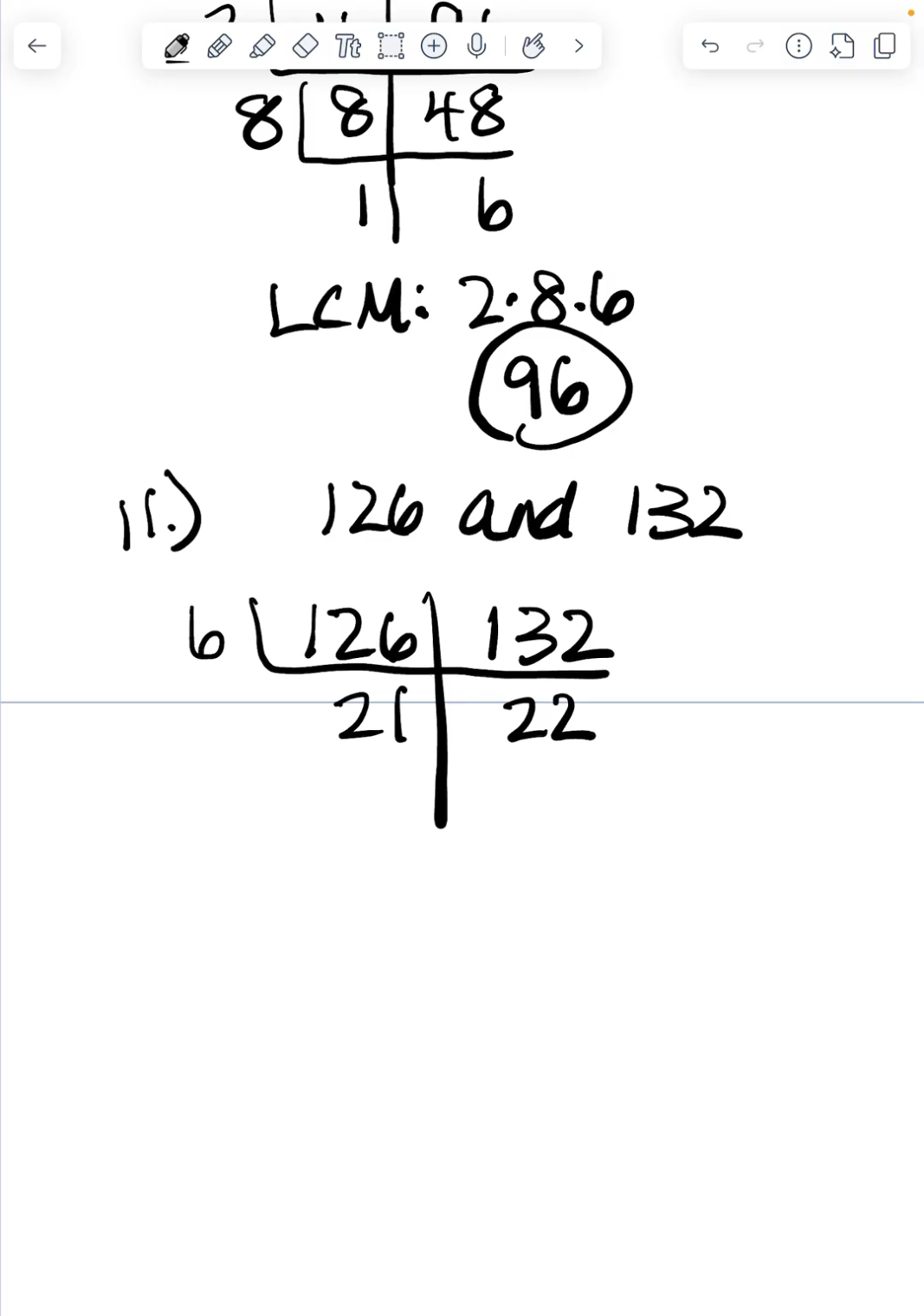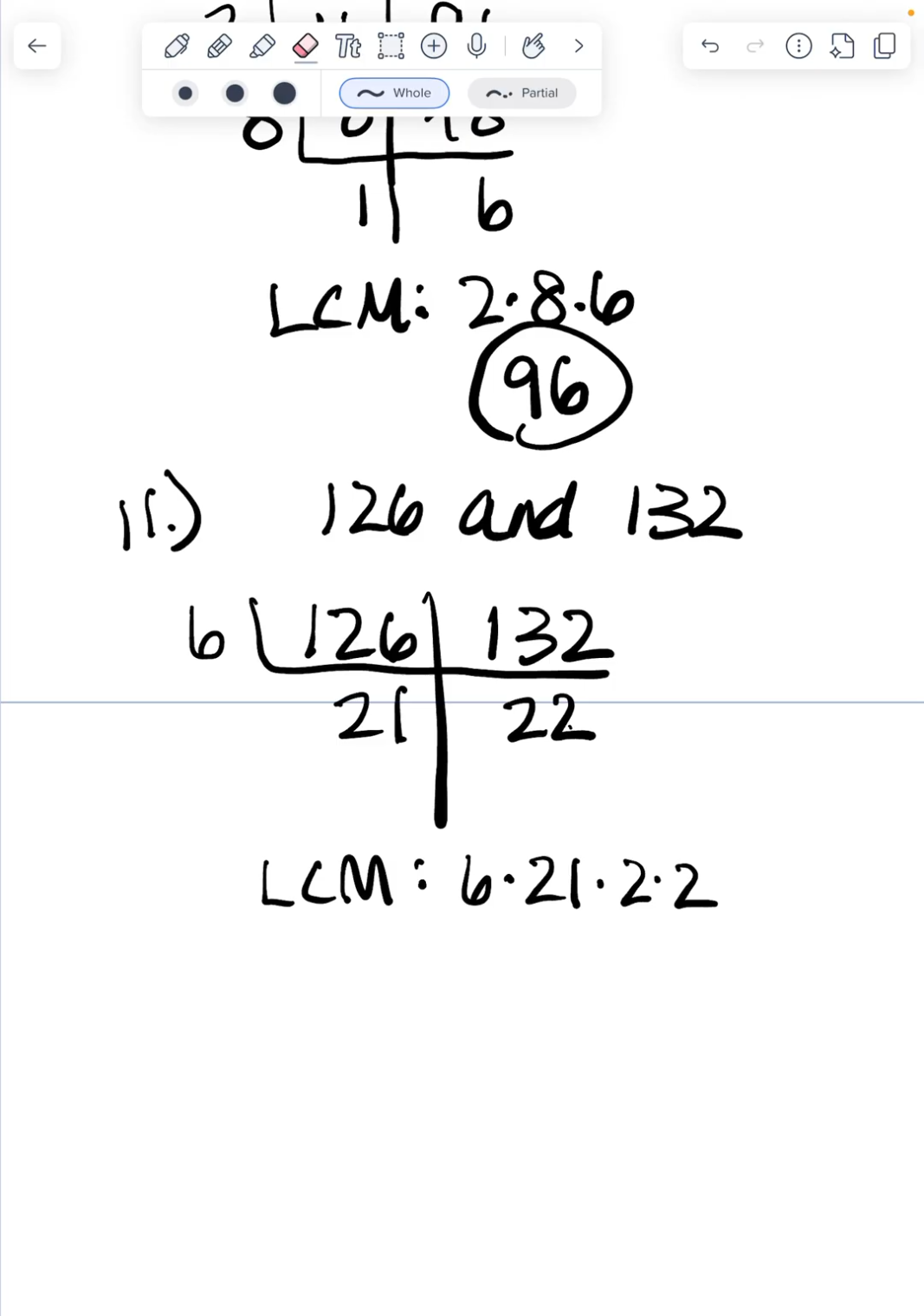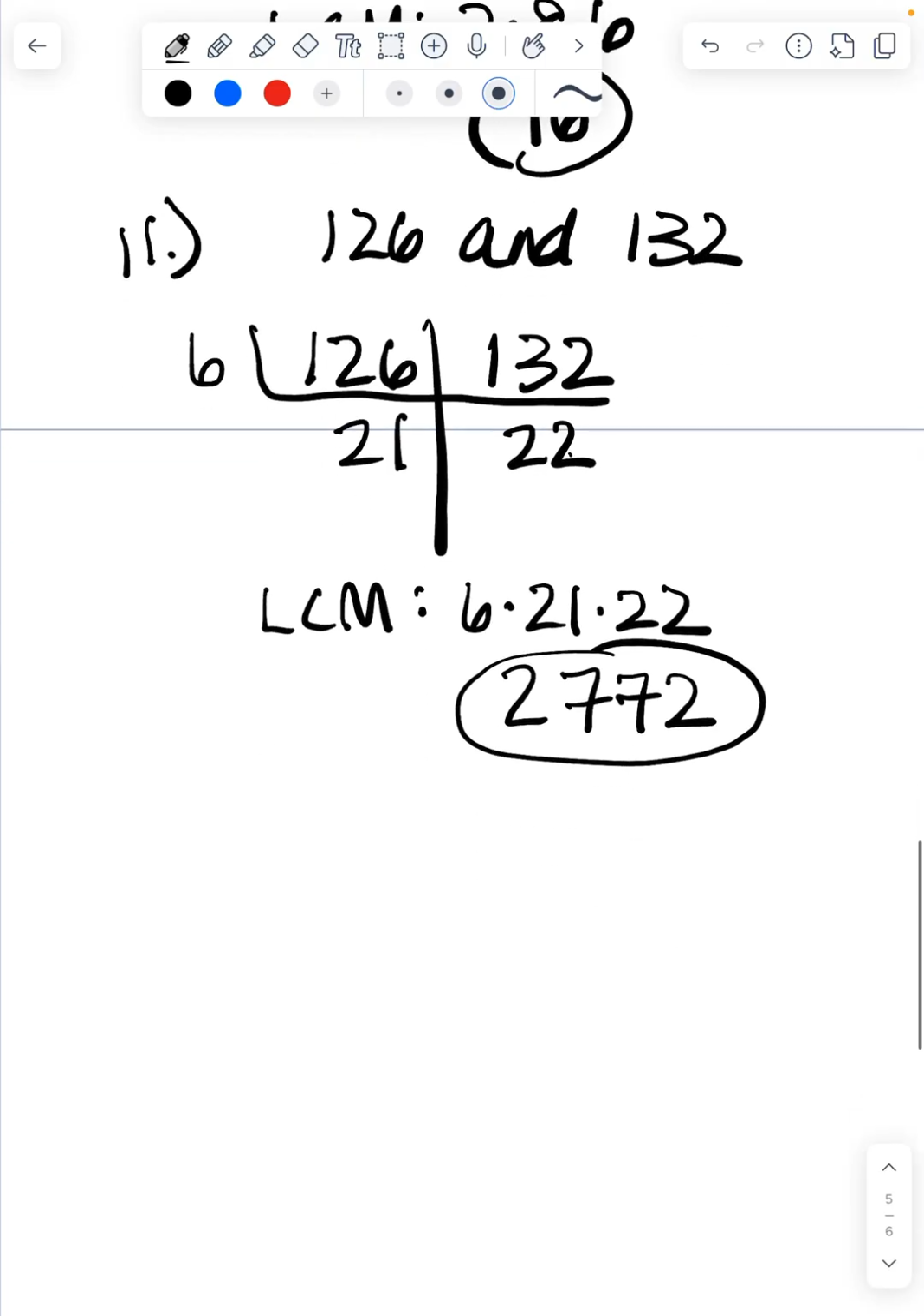And then what I end up noticing is that I have a 21 and a 22. These guys are relatively prime because they're next to each other, consecutive integers. So that means I'm not going to have anything else that's going to divide out of either of those. So my least common multiple is going to be 6 times 21 times 22, which is 2,772.